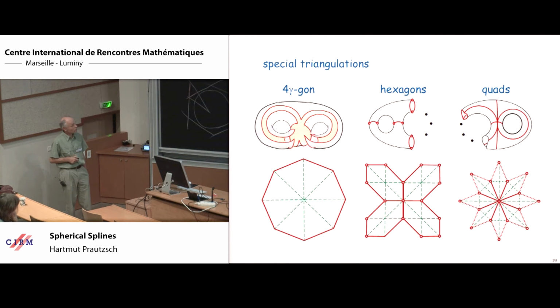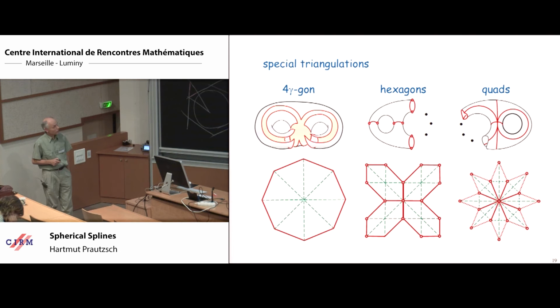4 gamma gon, which you see here. Here you see it again schematically. Or we can cut it into hexagons. What you see here is a pair of pants. There are 2 hexagons, one which you see here and one beneath.